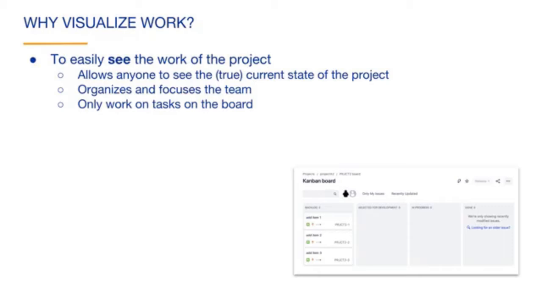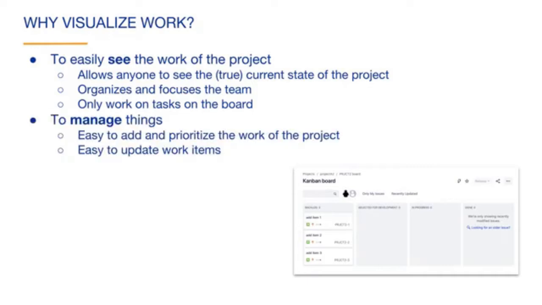Visualizing work also organizes and focuses the team. The team should only be working on the issues on the board. The next issue to be worked on is very obvious. Visualizing work allows you to manage things. For example, the team can easily add items to the board, modify existing items, or change their priority. As the team works on a work item, the item can be updated to show the progress.